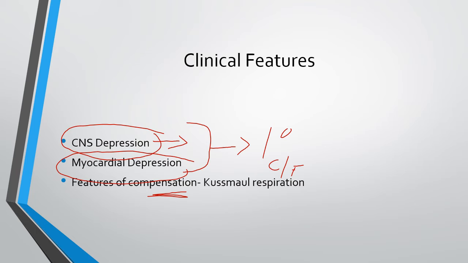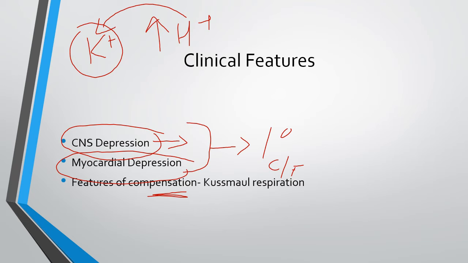And one more point here that I forgot to write on the slide: whenever the H plus concentration in the blood increases, this H plus is compensated by a K plus shift out of the cell into the extracellular fluid, and the H plus in the extracellular fluid goes into the cell. So if you have a cell and K plus, and you have high H plus here, this H plus will go into the cell and K plus will come out. So you will also have symptoms of hyperkalemia.